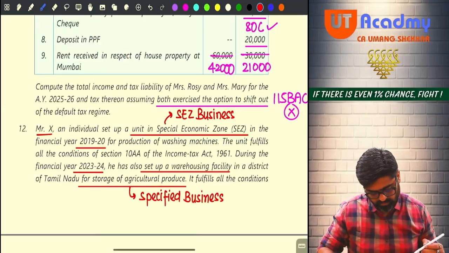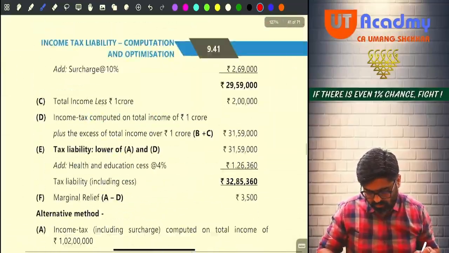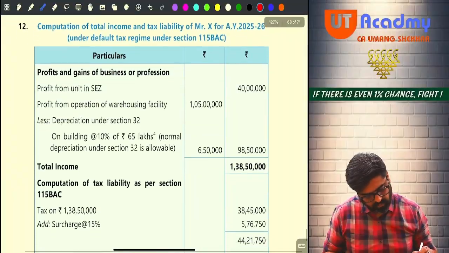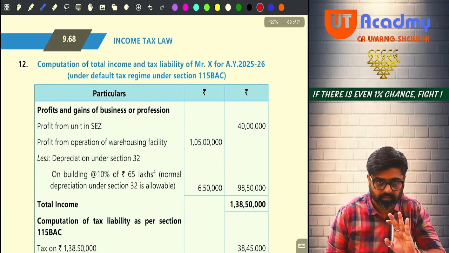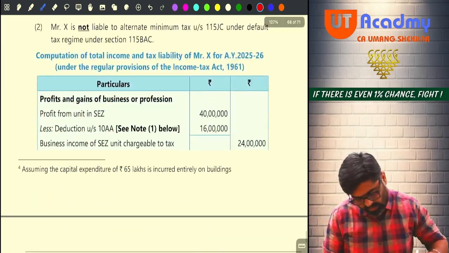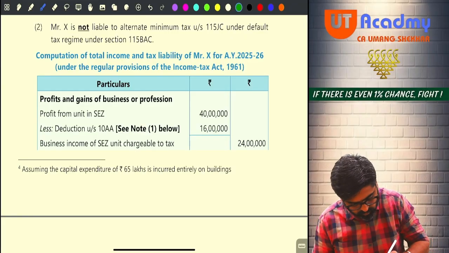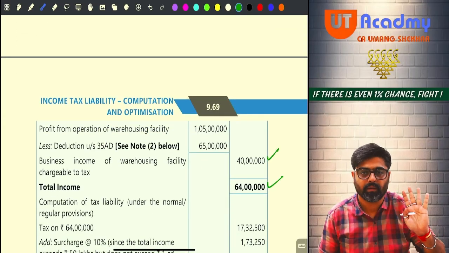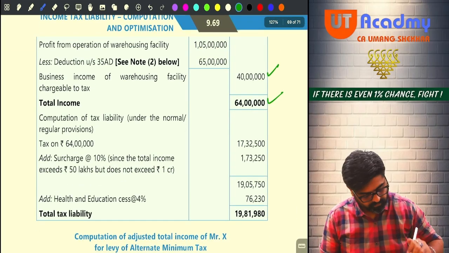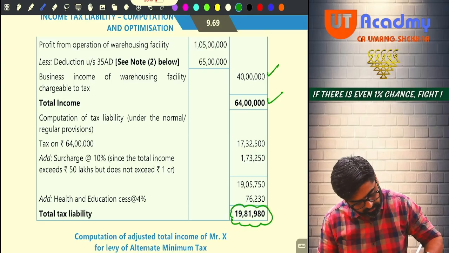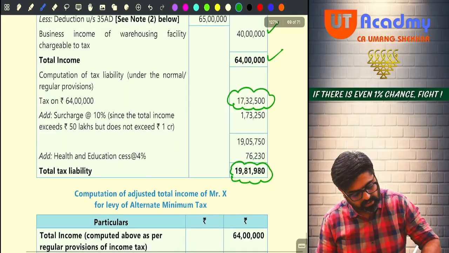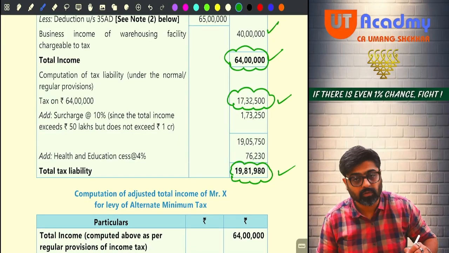Now let's check the solution. Question number 12, last question. See, first of all, what we have done: we have so far followed the regular provisions. Under the regular provisions, 24 lakhs and 40, 64 lakh PGBP income we got. 64 was our total income also. And we also got 19,81,980 and 17,32,500. We got these two figures. Now, please check, the total income was 64, tax is this much and final tax was 19,81,980.